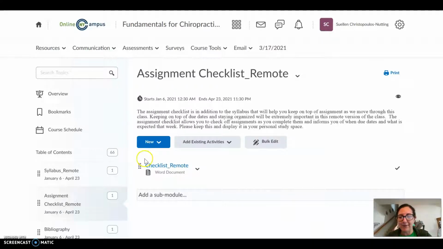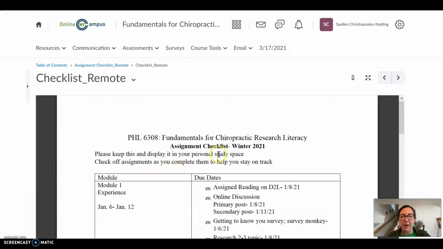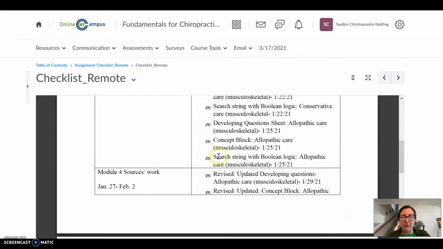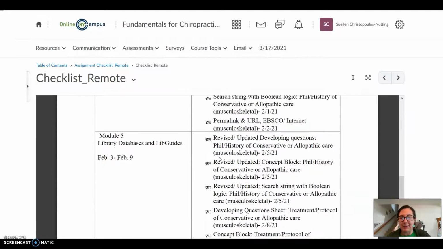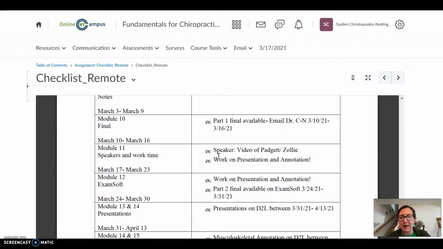So let's start. As most of you have done, you have emailed me both your notes and your final of part 1, which was due yesterday, and I believe I got most of those. And so now we are here on Module 11. On Module 11 I have speakers and videos up, and I'll show you those in a minute, of Paget and Zali.